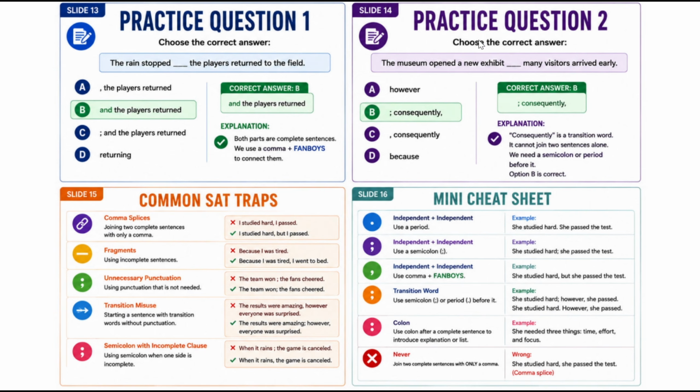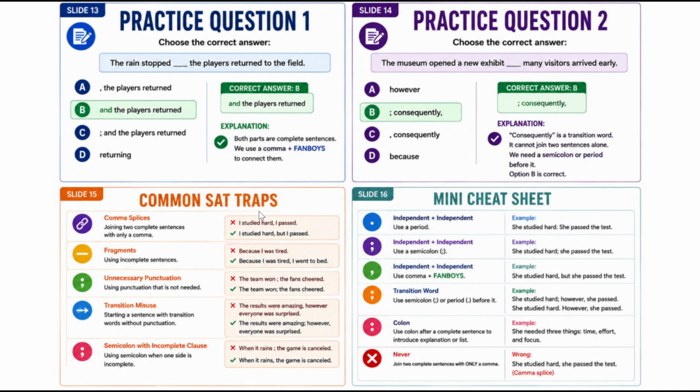Practice question number 2. Choose the correct answer. The museum opened a new exhibit. Many visitors arrived early. First clause, complete. Second clause, complete. Now notice the word consequently. It is a transition word. A transition word cannot join sentences alone. Correct answer, semicolon plus consequently. So the correct answer is B. Remember, a transition word does not equal FANBOYS.